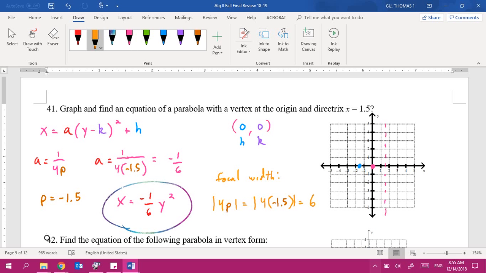So we're going to use that to find our 2 points around the focus. So around the focus, we're going to go 3 up right here, 3 down right here. And when I connect the vertex to those 2 points, that is what your graph should look like.